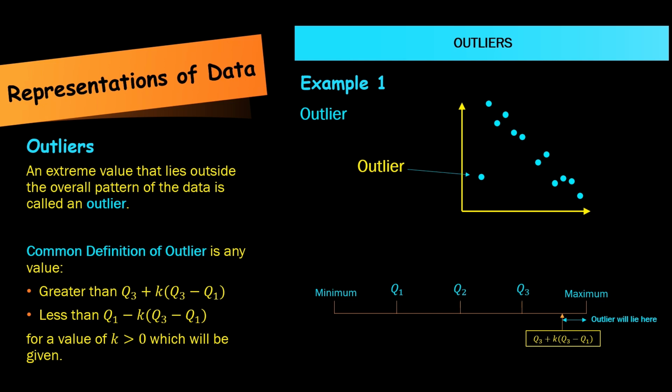And similarly, at the lower end, a common definition of outlier is any value which is less than Q1 minus k times Q3 minus Q1 for a value of k greater than 0, which will be given. Again, this value lies somewhere between the minimum and Q1. And an outlier will lie in the region between this critical value and the minimum.